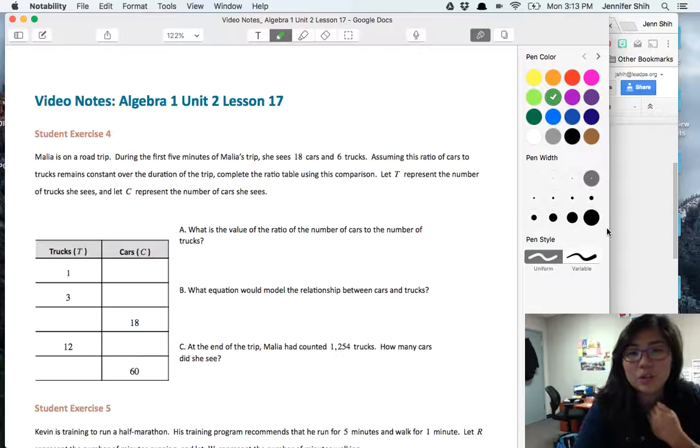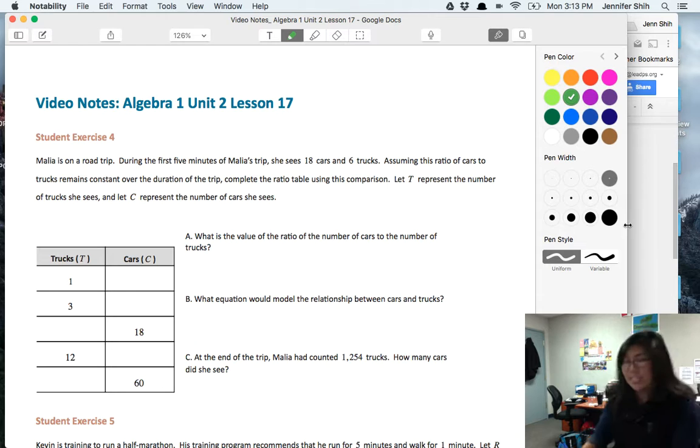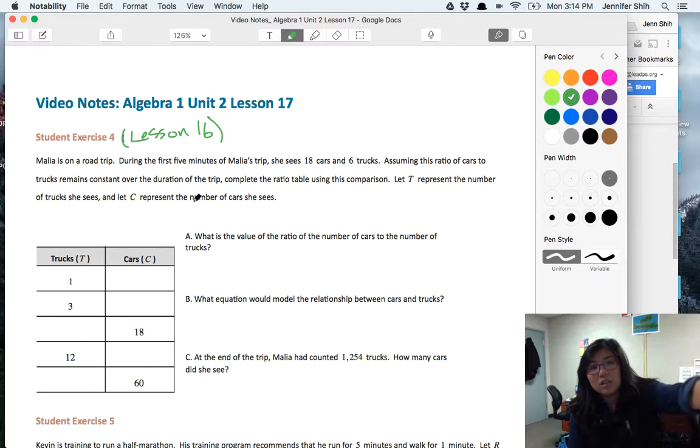We are going to work on our video notes for lesson 17 today. We are actually going to start with a review. This is student exercise 4 from lesson 16, so we're going to make sure that we have these done. If you need to take a moment to pause the video to write down this information or to sketch out this table, do so now. Pause the video, and then when you are done, you can press play again.